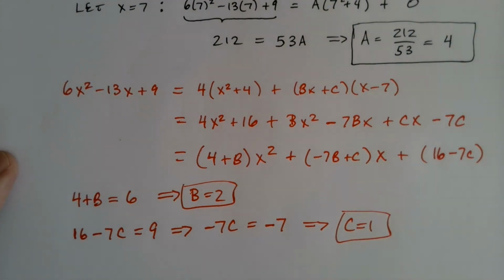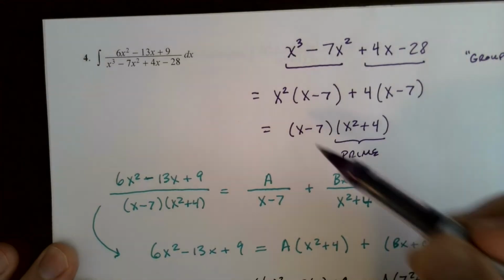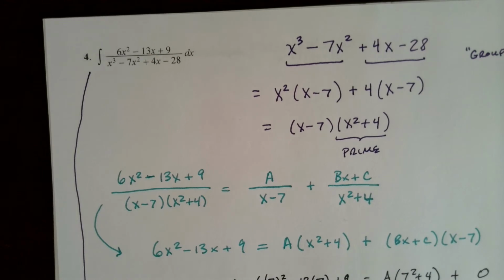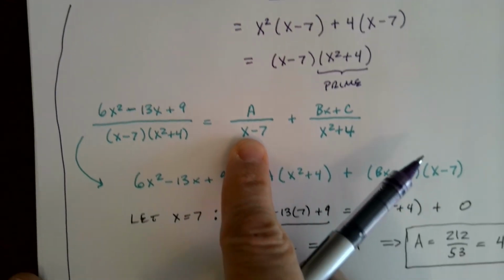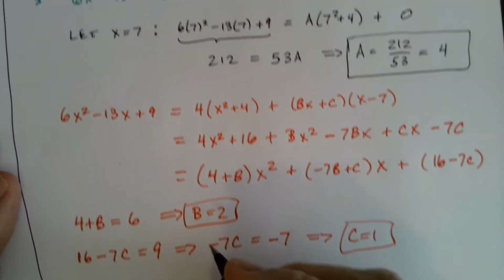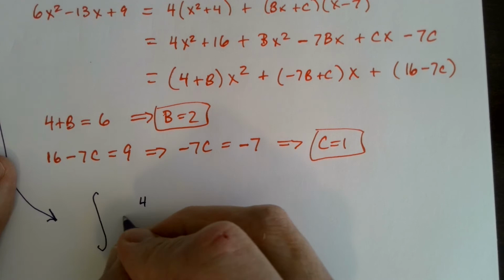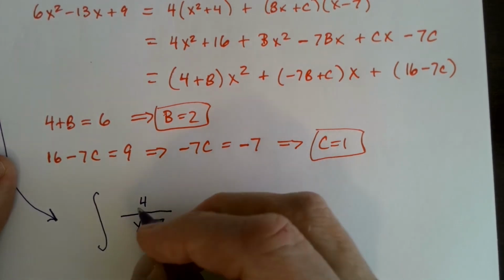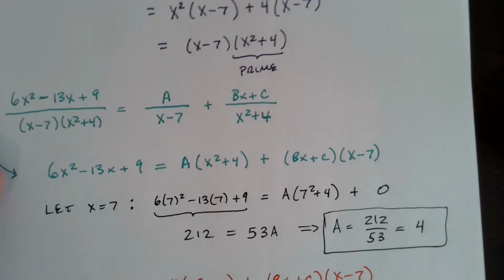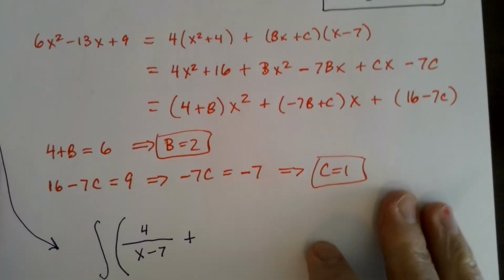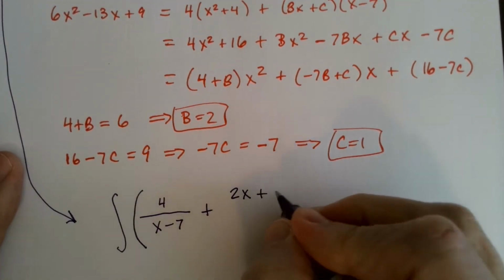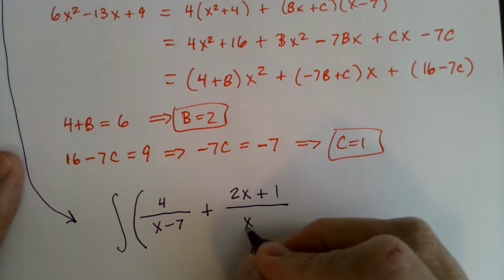I can rewrite my original integral, right, as A over x minus 7. And what was A? A was 4. And then plus bx plus c over x squared plus 4, where b is 2 and c is 1. So that's bx, 2x, plus c, c is 1, over x squared plus 4.